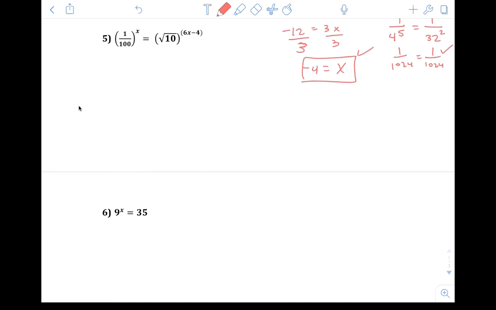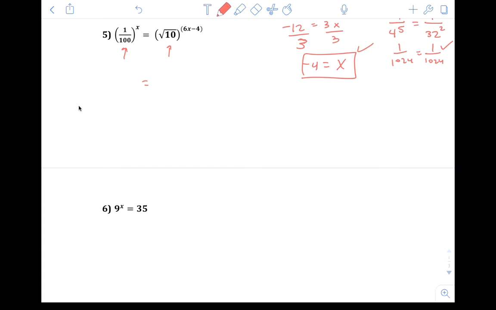Okay, number 5. How are you going to connect 1/100th and the square root of 10? Now, it's not about the fraction. It's about the number that is in the fraction. 100 is bigger. I can make 100 into 10 squared, but that's in the denominator. So instead, I will do 10 to the negative 2nd. 10 to the negative 2nd is 1/100th. So this is being raised to the x. So I've got 10 to the negative 2nd raised to the x.